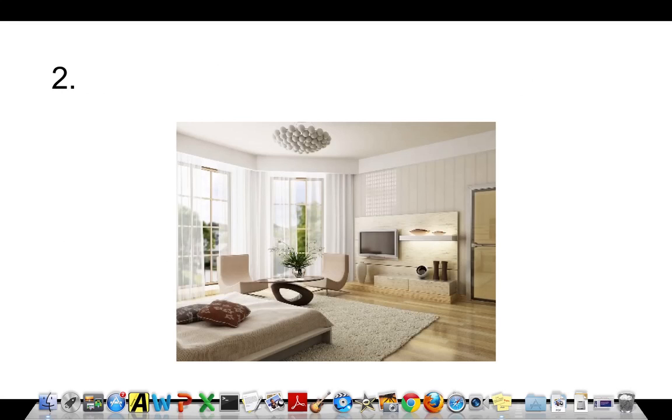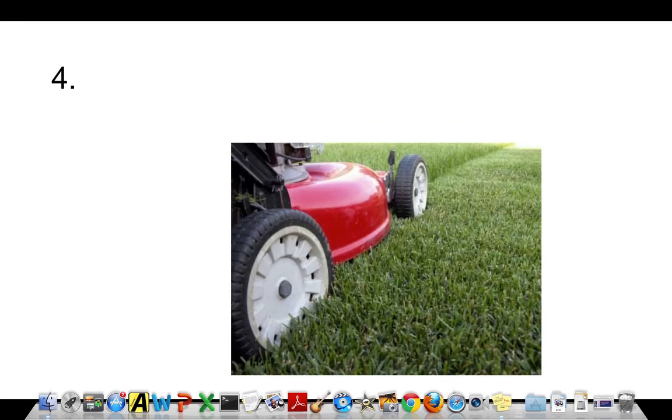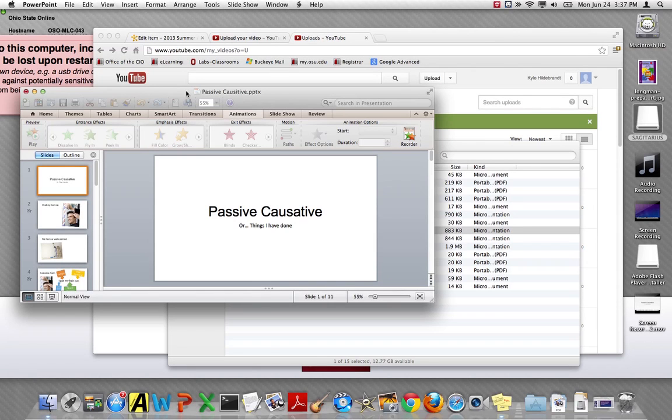Okay, very clean house. So maybe you can write a passive causative sentence for this picture as well. Next one. And you may or may not want to include the elephants in this picture. And next, they are cutting the grass. And that's it.